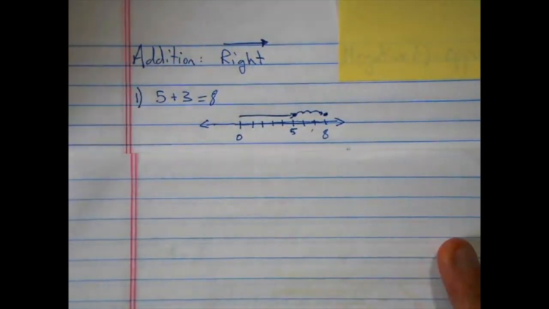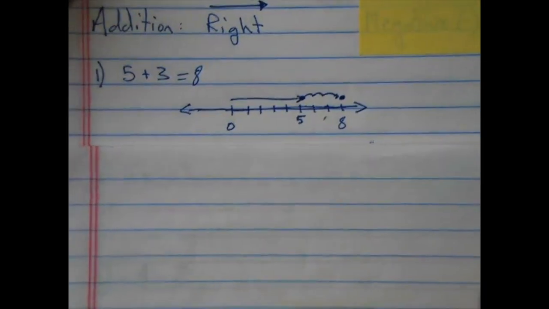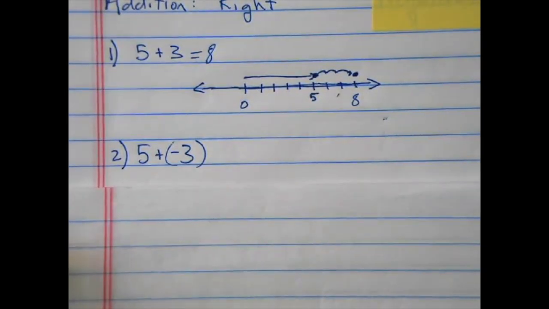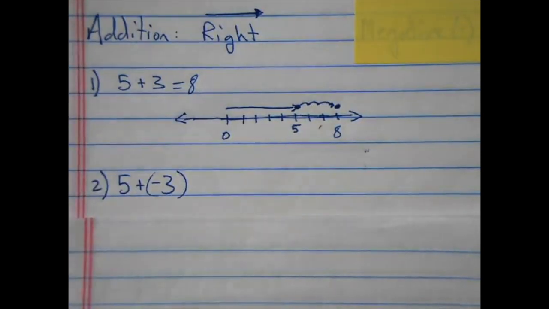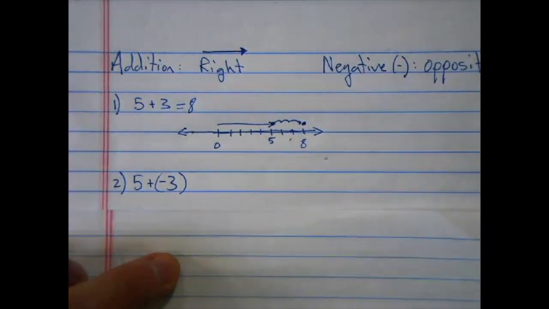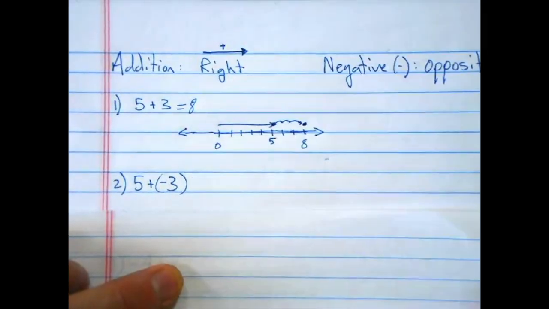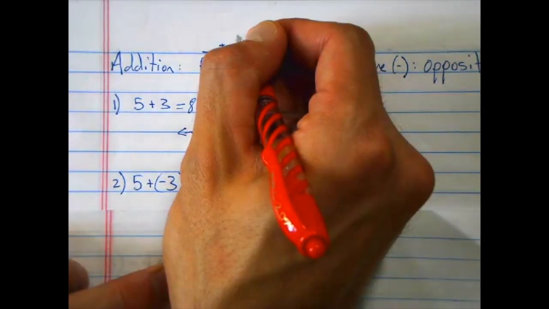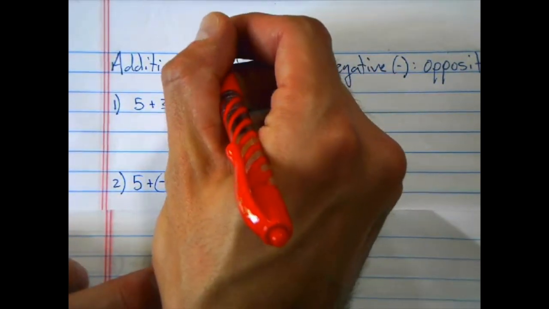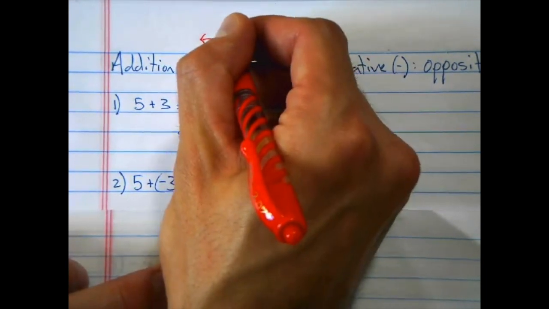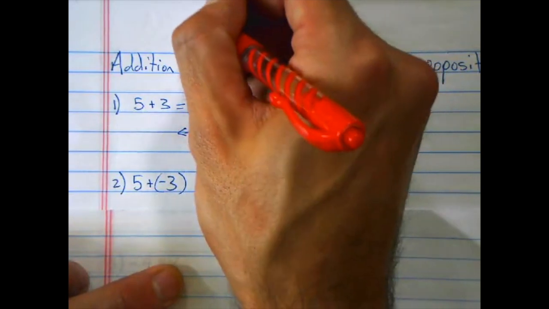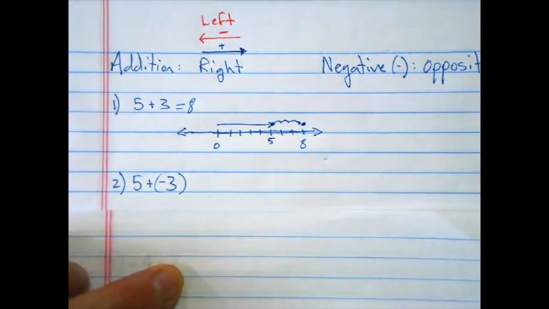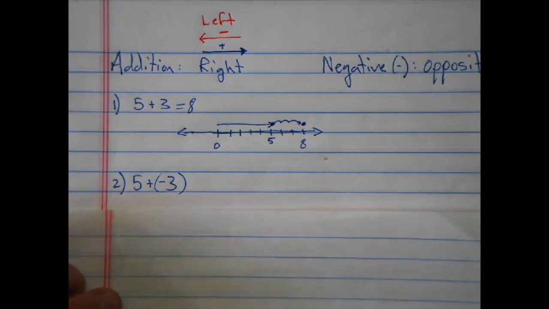But it gets a little more interesting when we hit middle school, and we start to see problems like this. 5 plus negative 3. What does that mean? Well, if you think back to 6th grade, we talked about how negative also means the opposite. So if you're adding, you're moving to the right if it's a positive number. But if it's a negative number, then you are doing the opposite. That means instead of to the right, adding a negative is going in the opposite direction. Give yourself this reminder. Adding a negative means you're going to the left. Let's look at what that actually looks like.